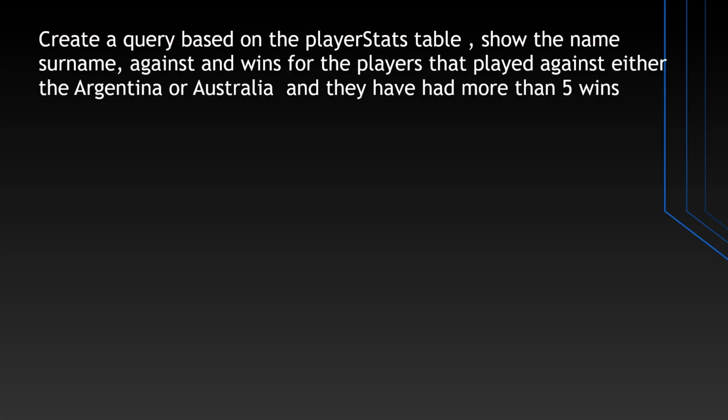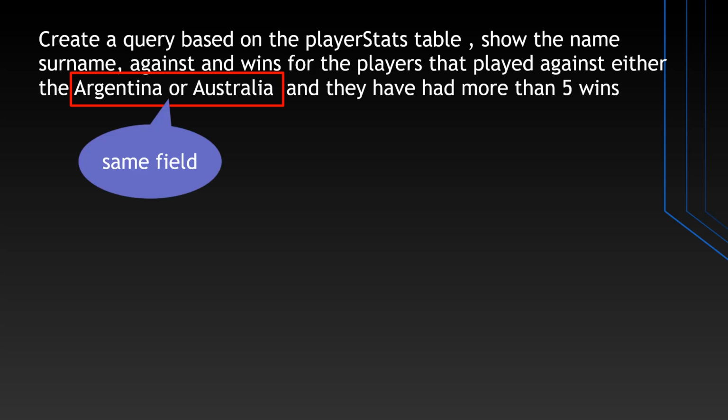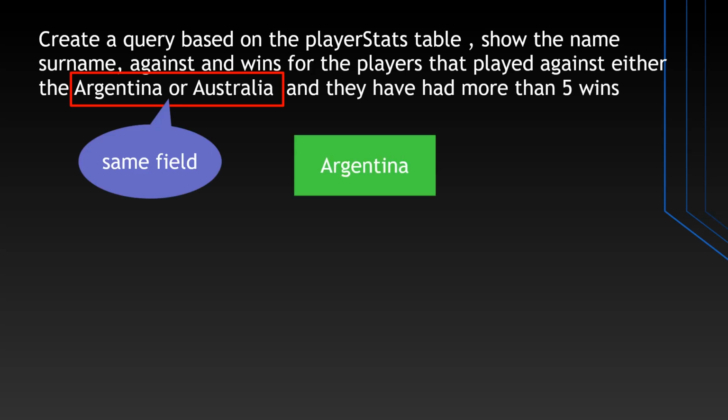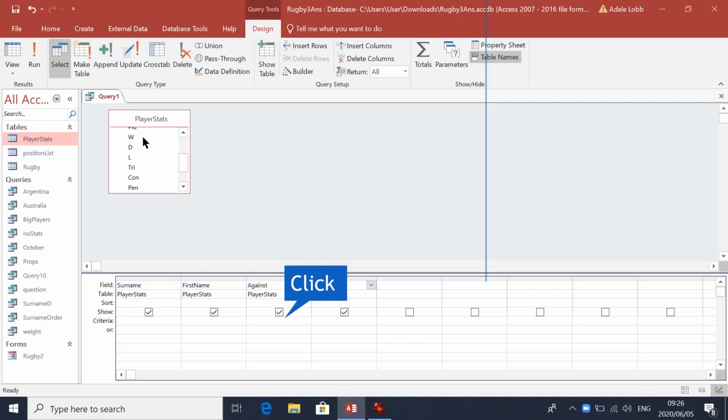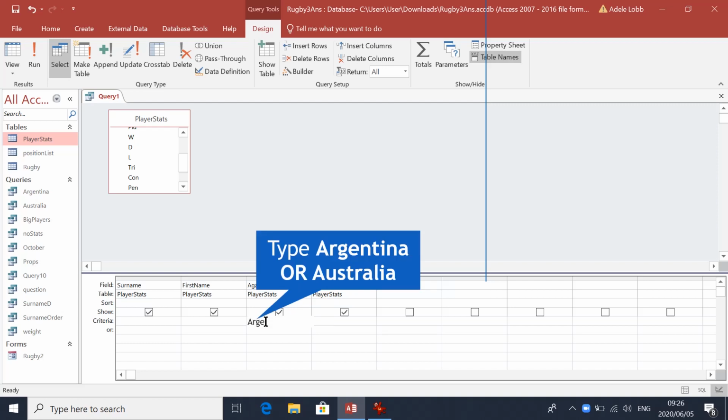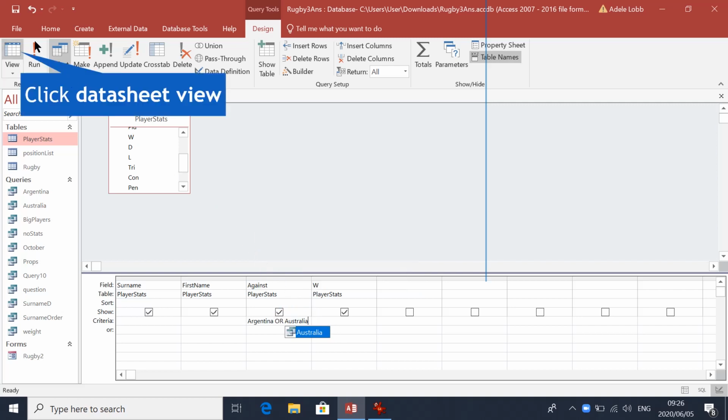The first part of the criteria, which team they played against, is different values in the same field. So the record cannot have 2 values at once, it is either Argentina or Australia but never both. So we want an OR in the against field. There are 2 ways of doing this. We will look at both. The first method is to use only the criteria row and the OR operator. Type Argentina or Australia.